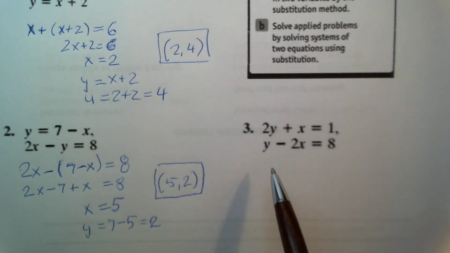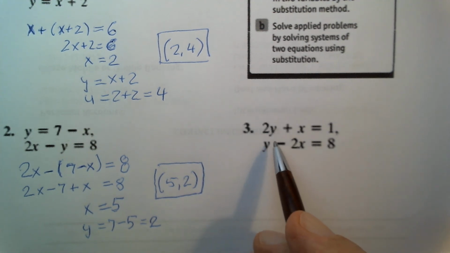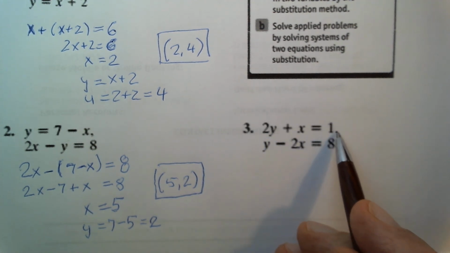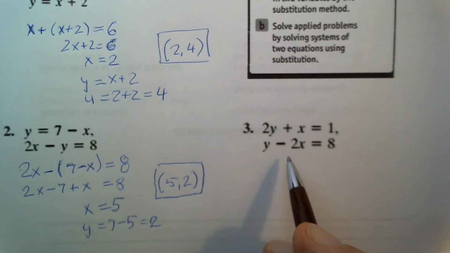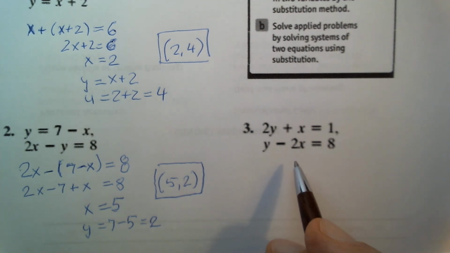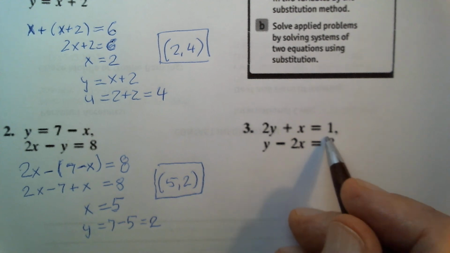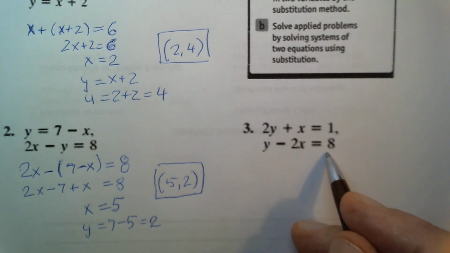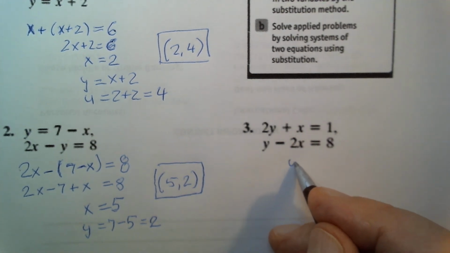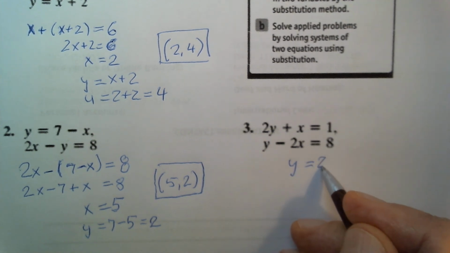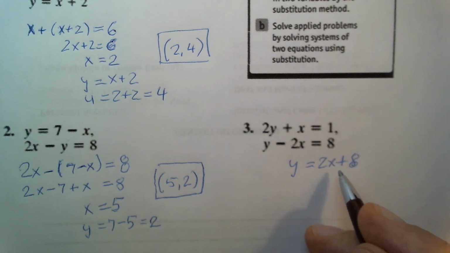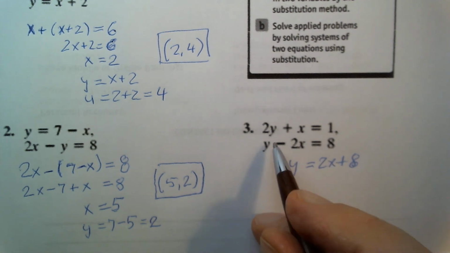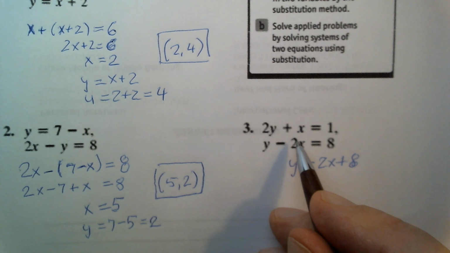Let's look at the next exercise. 2y plus x equals 1 and y minus 2x equals 8. There's really no equation where y is given in terms of x or vice versa. But when we look at the second equation, by adding 2x to both sides, the second equation becomes y equals 2x plus 8. Why would I do that? Because now I can substitute for y into the first equation.